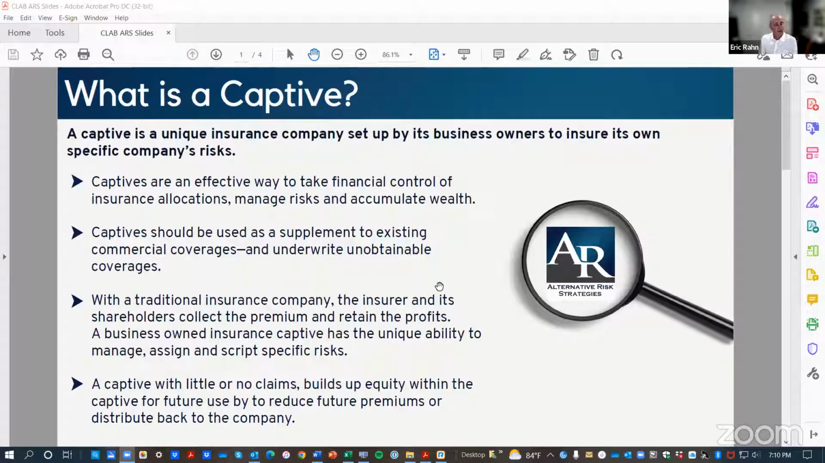With a traditional insurance company, the insured and its shareholders collect premium and retain the profit. A business-owned insurance captive has a unique ability to manage, assign, and script specific risk. And that's where we're going to take a little deeper dive a little later this evening. A captive with little or no claims builds up equity within the captive for future use to reduce future premiums and distribute back to the company. So that's a 3,000-foot view of what a captive is.